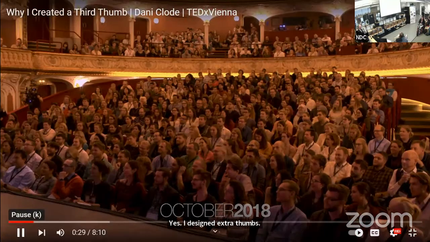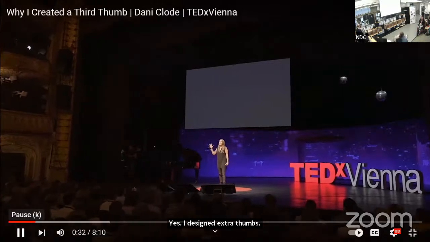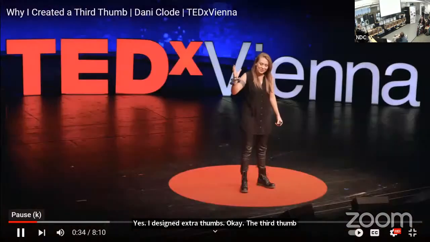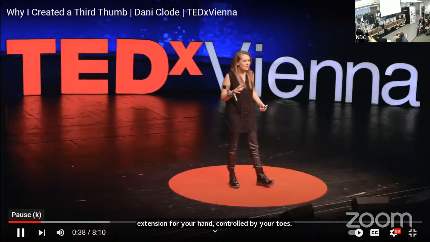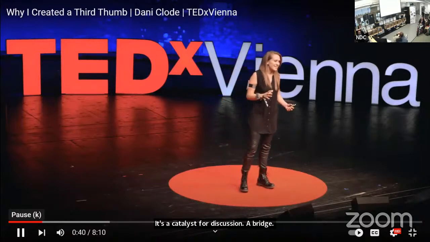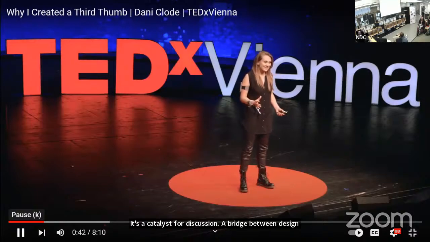I designed extra thumbs. The Third Thumb project is based around a 3D printed thumb extension for your hand, controlled by your toes. It's a catalyst for discussion, a bridge between design and neuroscience, and a really unique experience.